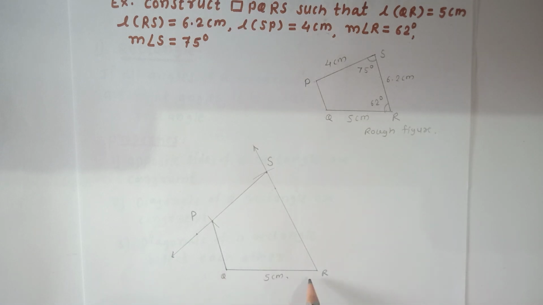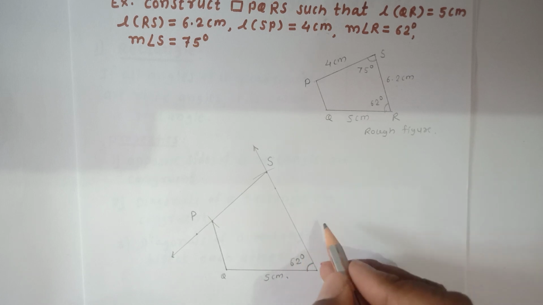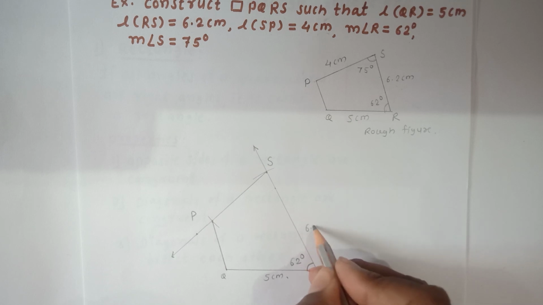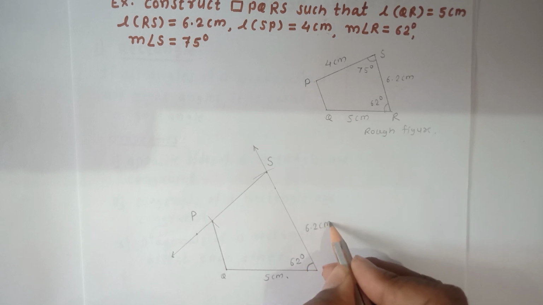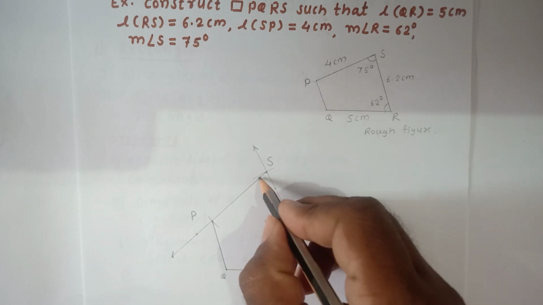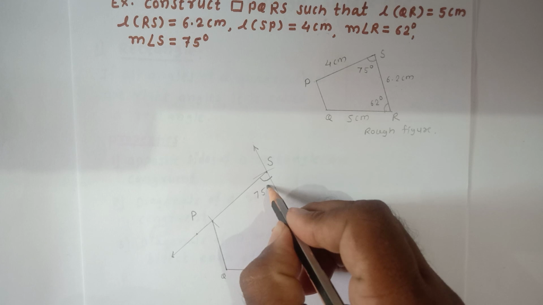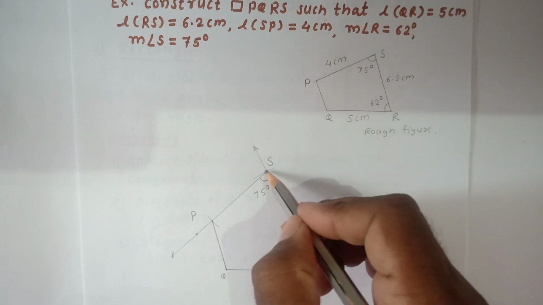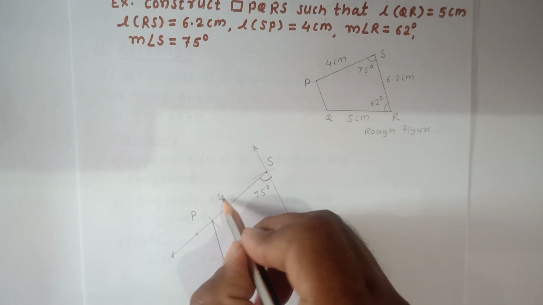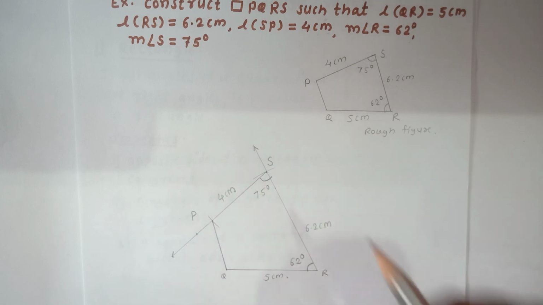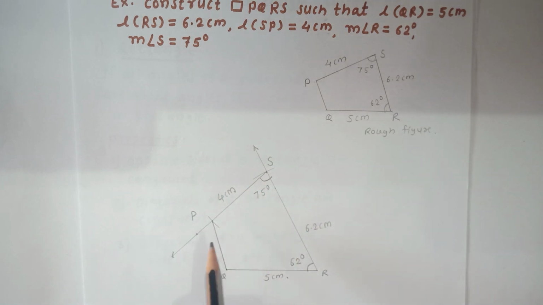Now length of QR 5 centimeter. This angle R 62 degree. Length of RS 6.2 centimeter. This angle 75 degree, angle S. SP 4 centimeter. Thus we have drawn quadrilateral PQRS.